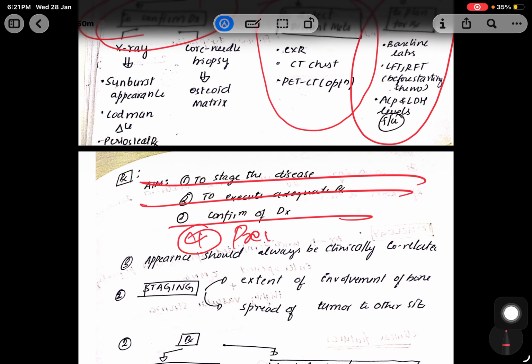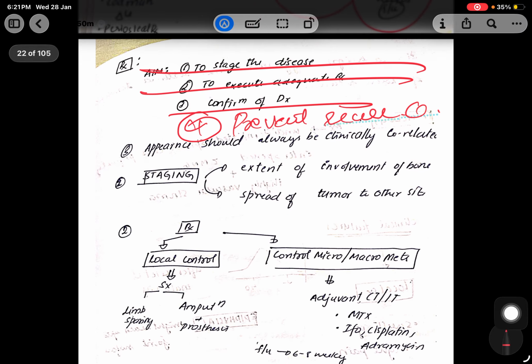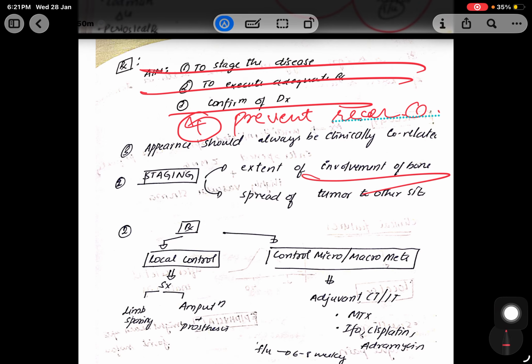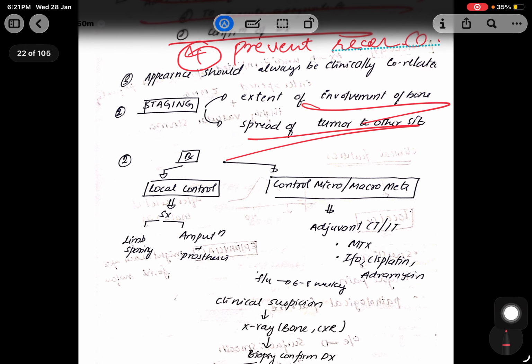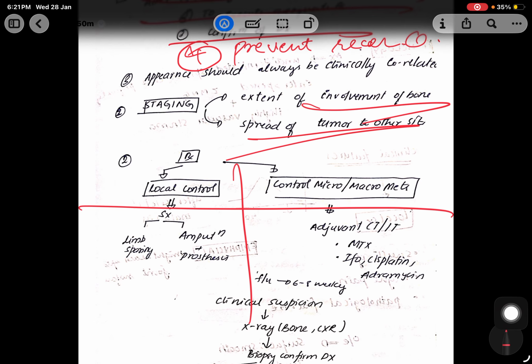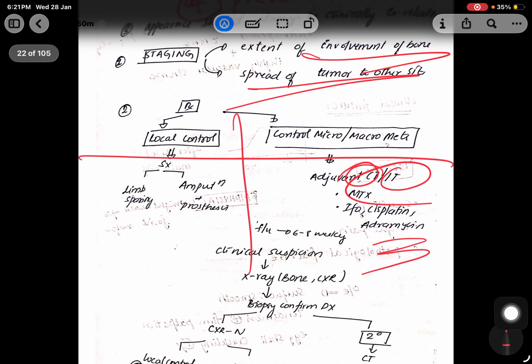Okay, that is also one more thing which I would like to mention. Then again, staging, based on the involvement of bone and spread of other tumor, you will do that. For treatment, again, you have to do local control and micro and macro metastasis control, for which you give chemo or immunotherapy. Then for local control, we will go with either limb-bearing surgery or amputation based on the involvement of osteosarcoma in the bone. Okay.